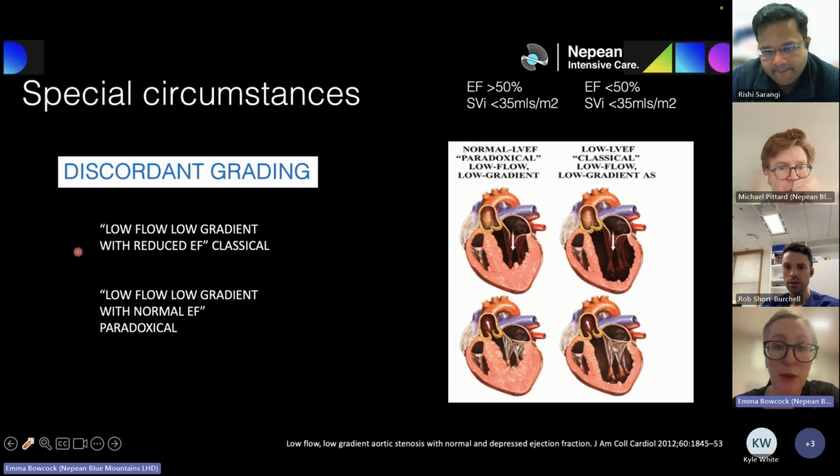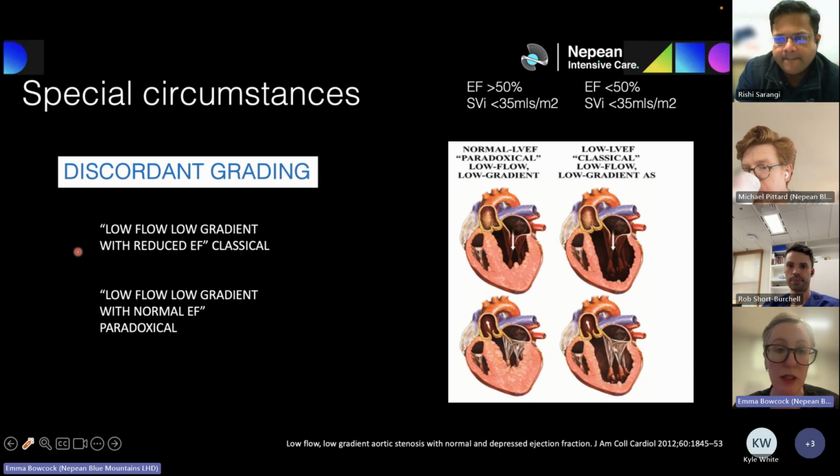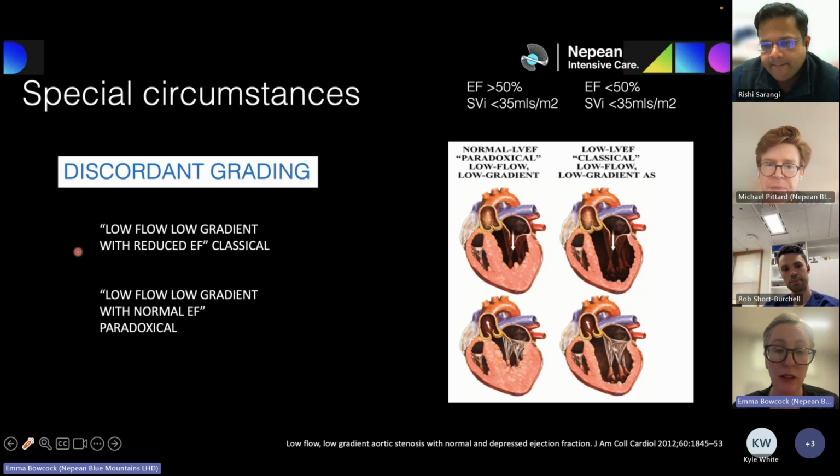So some of the special circumstances, just to finish off before we go on to some cases, is this idea that I talked about before of discordant grading. The two main ones that we have to contend with are low flow, low gradient with reduced ejection fraction, and this is often called classical low flow, low gradient aortic stenosis, and that's because the EF is less than 50%, and you've got this low flow state.